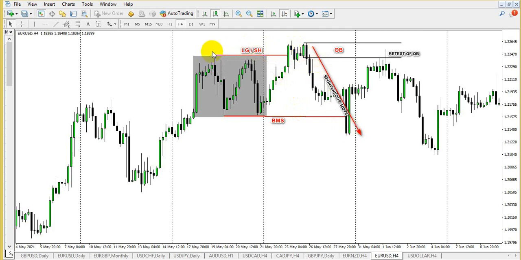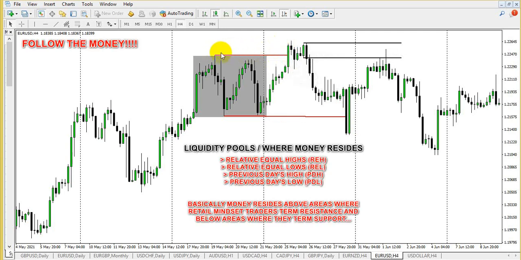Now imagine the stop loss of those retail traders. It is going to be a hit off. That is what market makers do. Money resides above relative equal highs and money resides below relative equal lows. That is why I actually look for them as targets when trading.